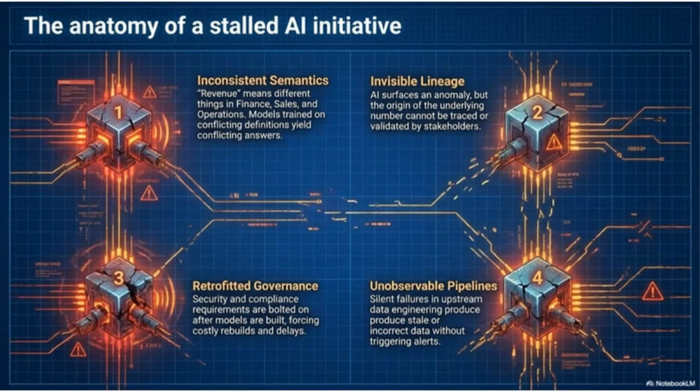So the anatomy of a stalled AI initiative: you've got inconsistencies in your semantics. Revenue can mean different things in finance, sales, and operations, so models trained on conflicting definitions yield conflicting answers. Retrofit governance: security and compliance requirements are bolted on after models are built, forcing costly rebuilds and delays. Invisible lineage: AI surfaces an anomaly, but the origin of the underlying number cannot be traced or validated by stakeholders. And unobservable pipelines: silent failures in upstream data engineering produce stale or incorrect data without triggering alerts.